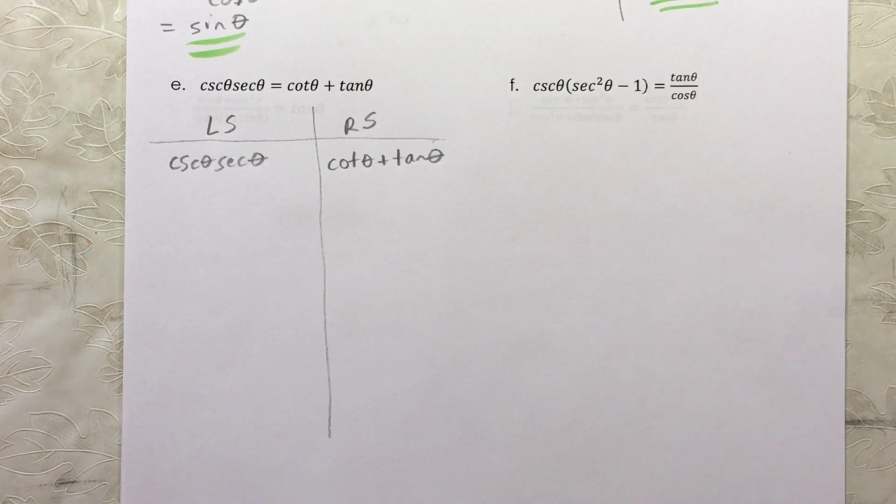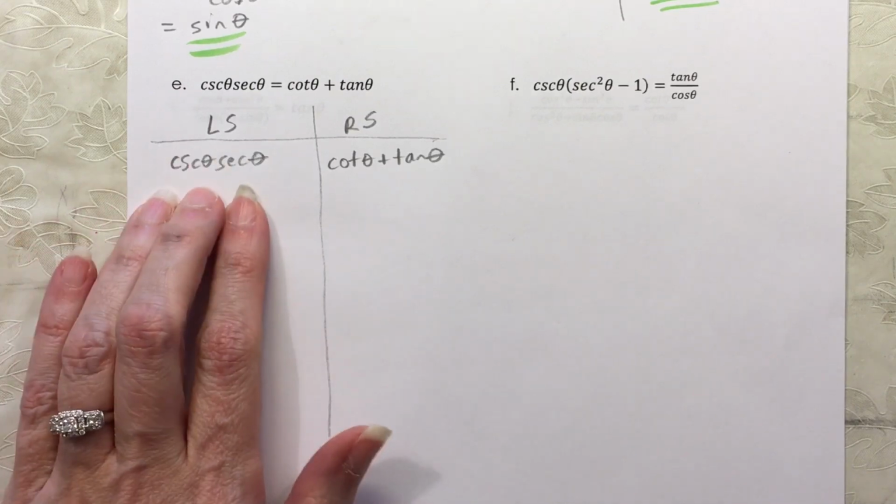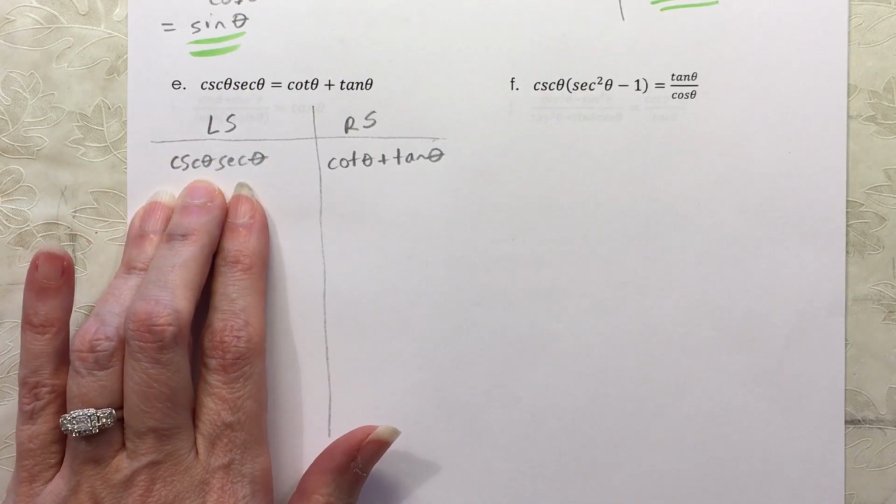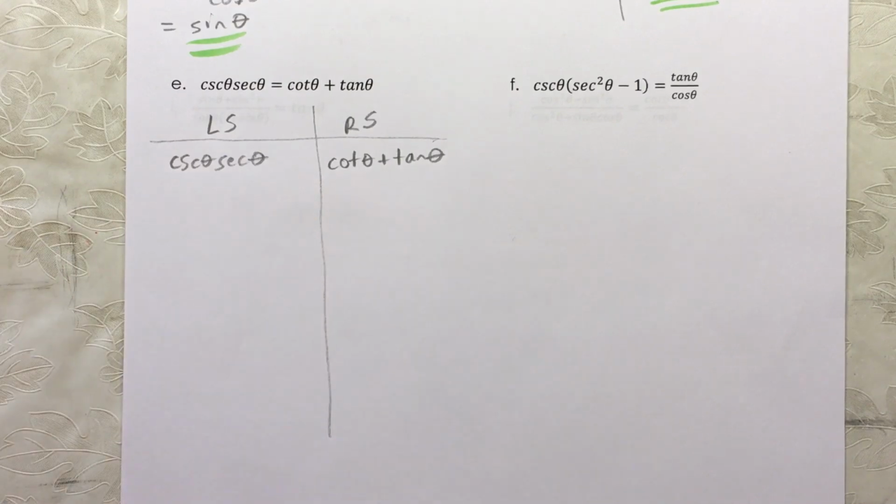Okay, so this one, the sides don't look all that complex, but we've got one side that's in terms of cosecant and secant, and the other one's in terms of cotan and tangent. The bridge that we'll be able to do then is to try to write them both in terms of sine and cos, or both. Okay, so break them down into the building blocks.